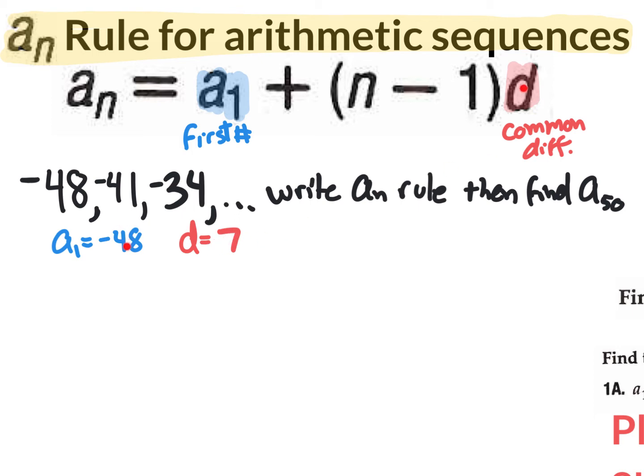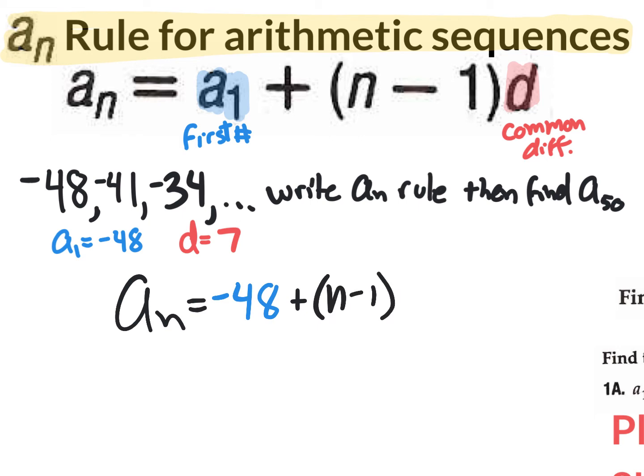Let's plug in the 7 right there, the 48 right there, and we will have a machine that produces the list. Check it out. Let me rewrite the whole thing. It starts out with a sub n equals a sub 1, but instead of a sub 1, I'm putting negative 48. We do have a plus sign. We have parentheses n minus 1 times that common difference d, in this case, 7. Okay, this is messy.